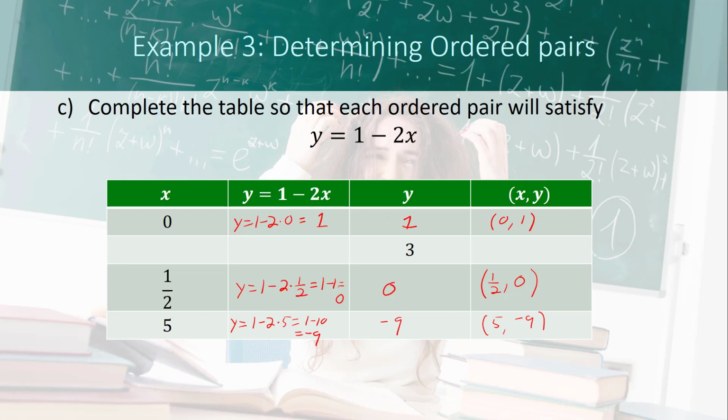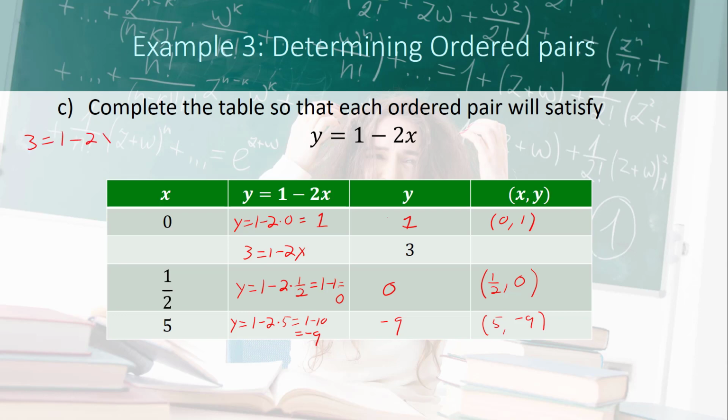And now let's deal with this one. For this one, we have that y is equal to 3, and we don't know what x is. So we're going to have 3 for y is equal to 1 minus 2x. So again, let me rewrite that. 3 is equal to 1 minus 2x.